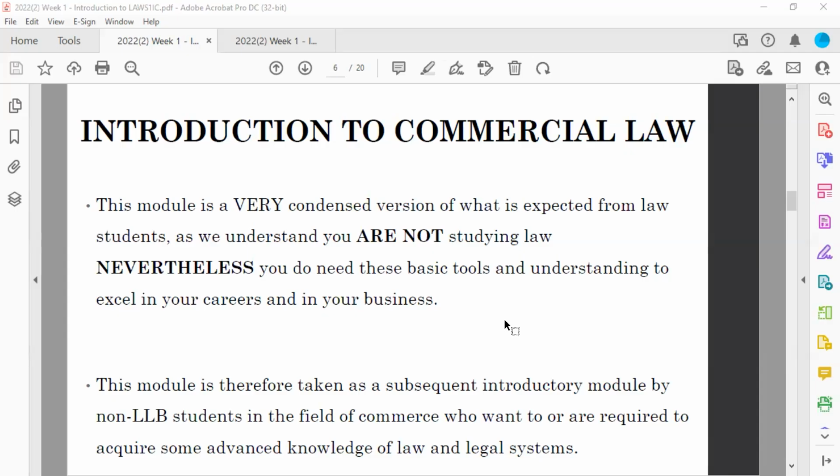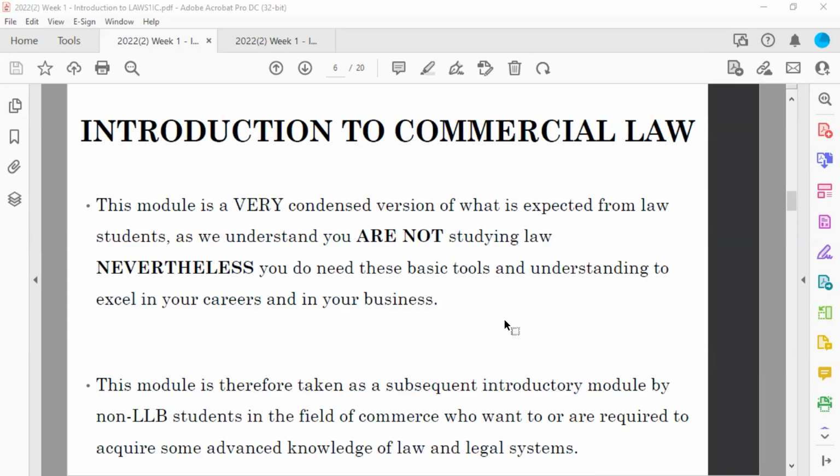So I said 160 hours that you're supposed to spend on this module. Now, this is a very condensed module. Why? Because it covers 3 aspects. Number 1, it covers Intro to Law. Intro to Law for the full-time LLB students is an entire semester module. We have condensed it into 2 weeks of lectures. Right?